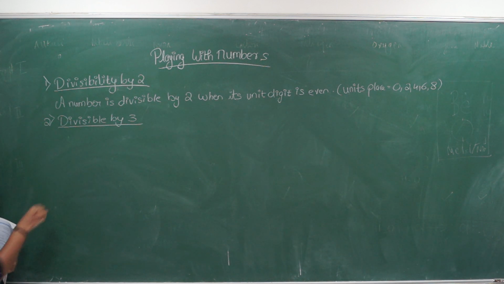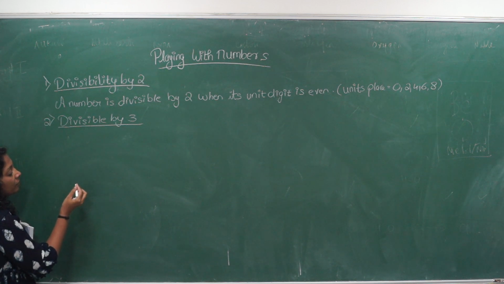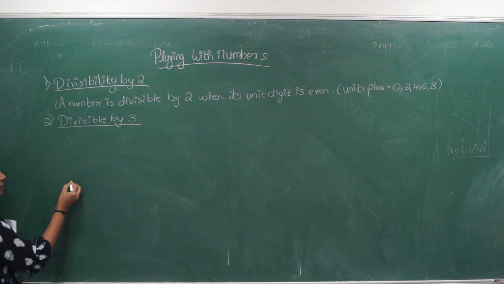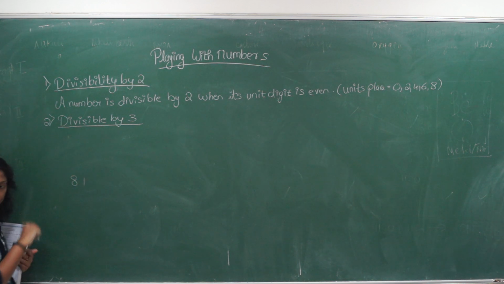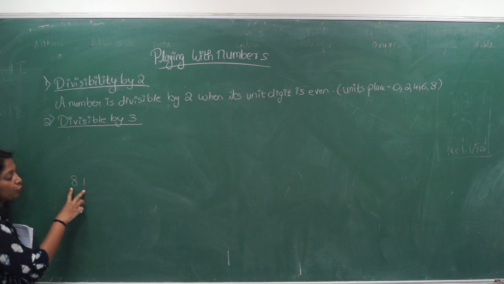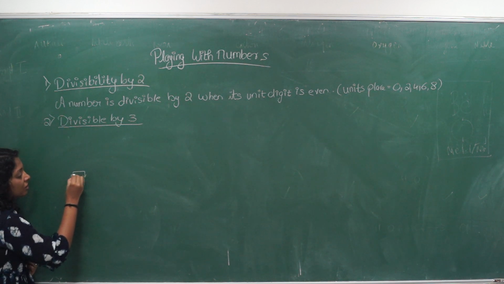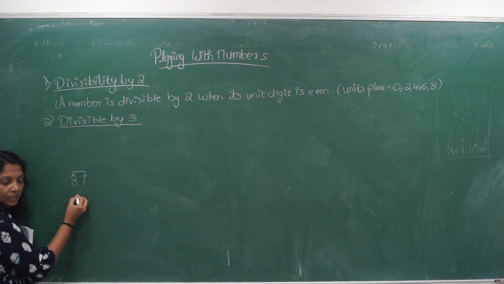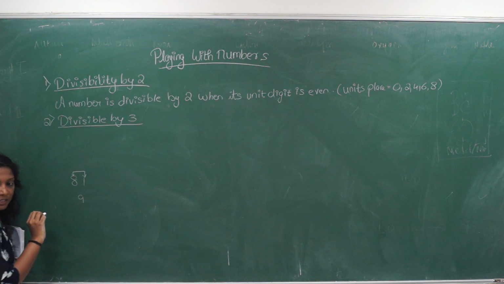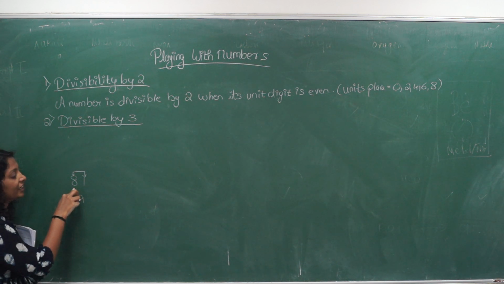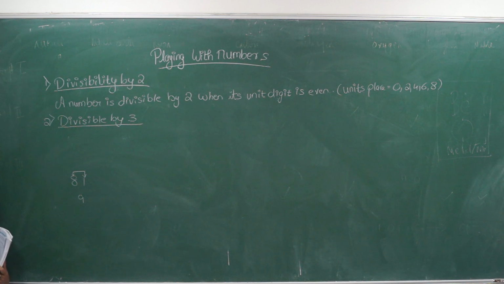Suppose we have a number, give me one big number divisible by 3. Let's take 81, as she just mentioned. 81 is a 2-digit number. So what you will do? Add these 2 digits. 8 plus 1 is 9. 9 is divisible by 3. So if 9 is divisible by 3, then 81 is also divisible by 3.